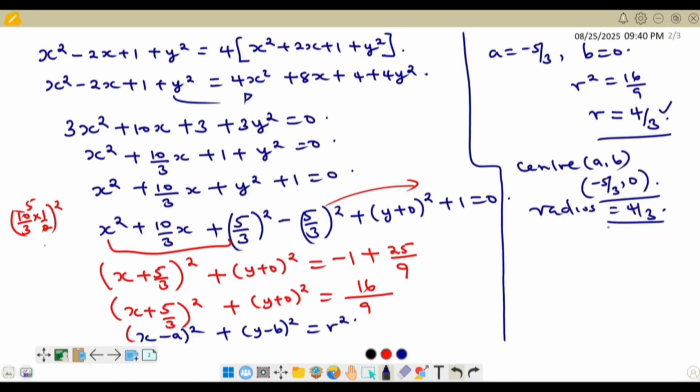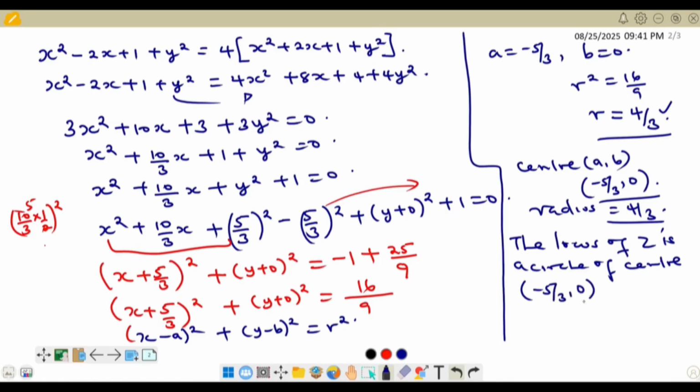So what do we conclude with? We shall conclude that the locus of Z is actually a circle, of radius this and center that. It is a circle of center negative 5 divided by 3, 0, and radius 4 divided by 3 units.